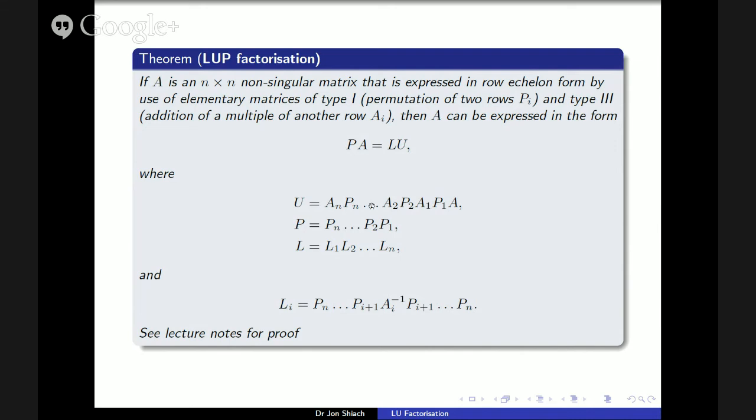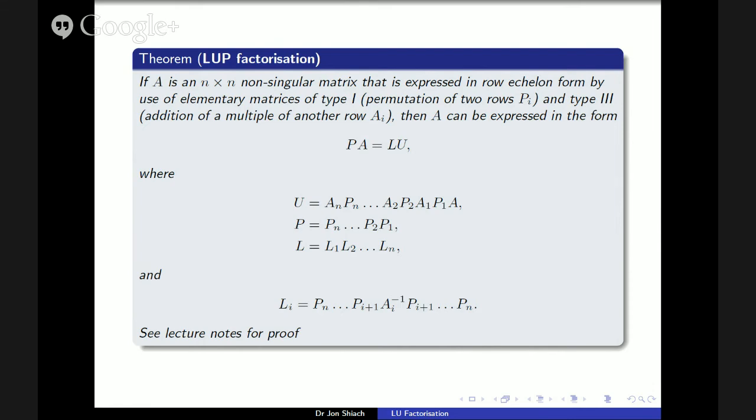If you do that, your U matrix is what you get left over in row echelon form. Your P matrix is the last permutation you did, times the second to last permutation you did, and keep going all the way down to the first permutation. That gives you this P matrix here. Now, U and P are quite easy to get for LUP factorization. L is a right nasty bugger, to tell you the truth.